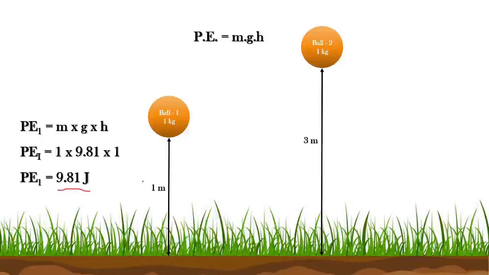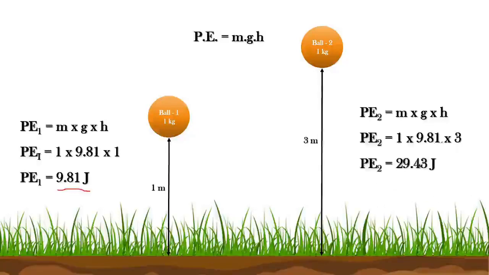Now let us calculate the potential energy held in ball 2, which will be equal to mgh. Here the value of m is also 1 kg, the value of g is 9.81 meter per second square, the value of h is equal to 3 meter. Hence we get the value of potential energy equal to 29.43 joule.